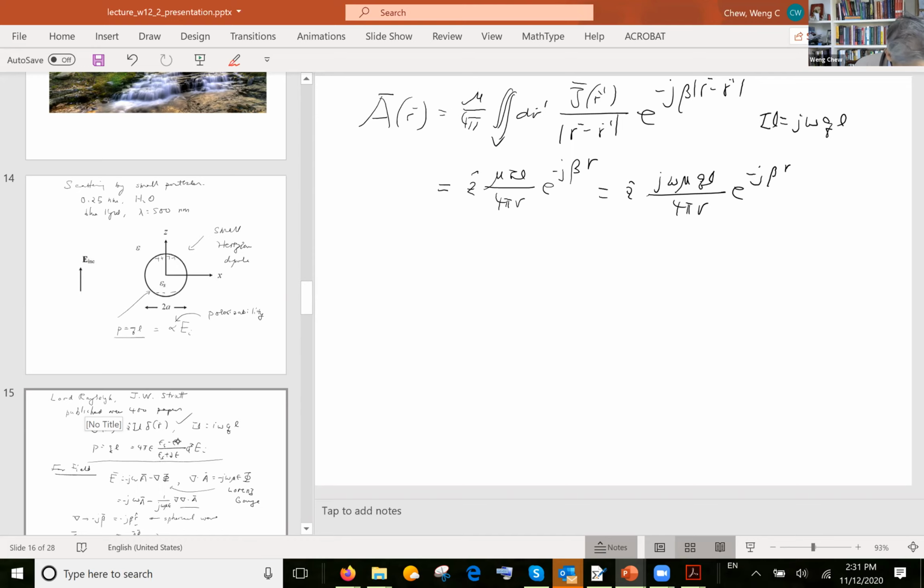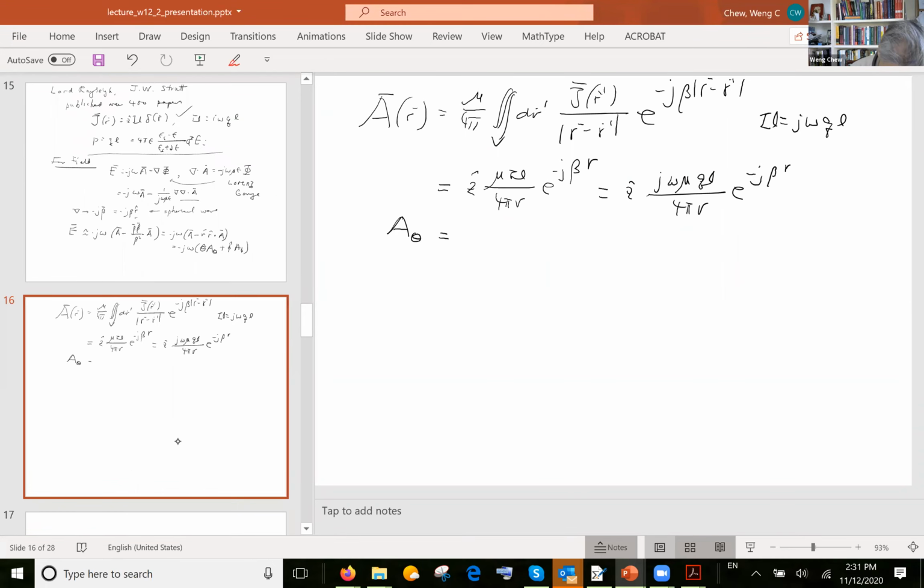And because of that, you find that A theta is the theta component of this z hat. You convert this into a theta component and a rho component. So if you take out the theta component, you will get this to be j omega mu QL over 4 pi r e to the minus j beta r times sine theta. When you convert this z hat to a theta hat, sorry, it should be sine theta.